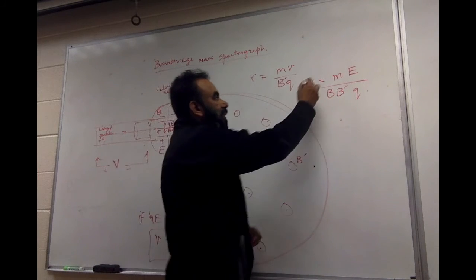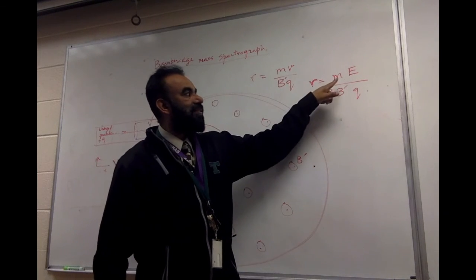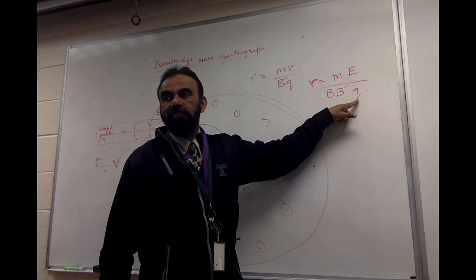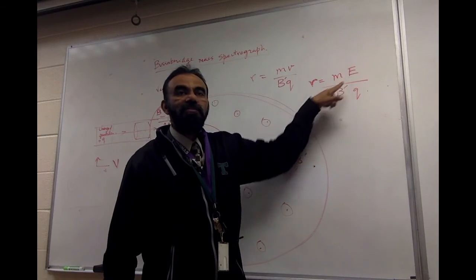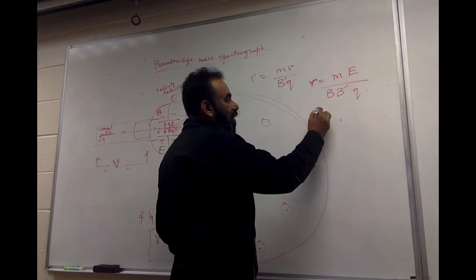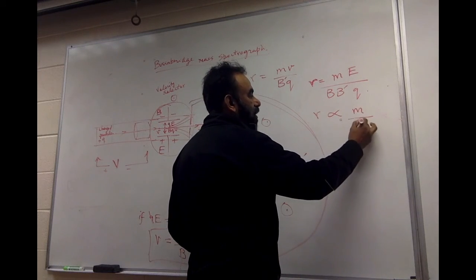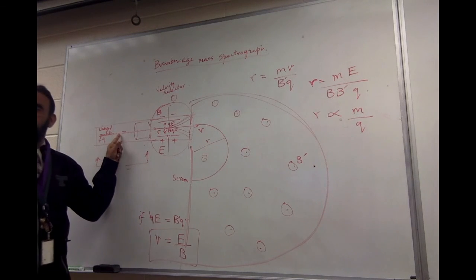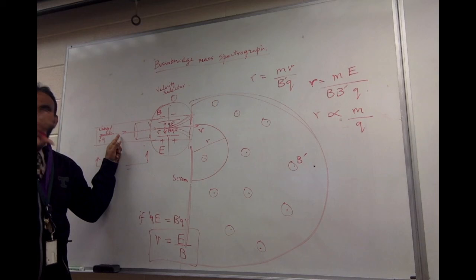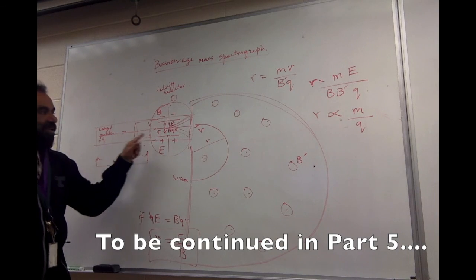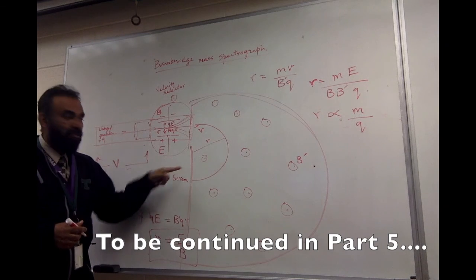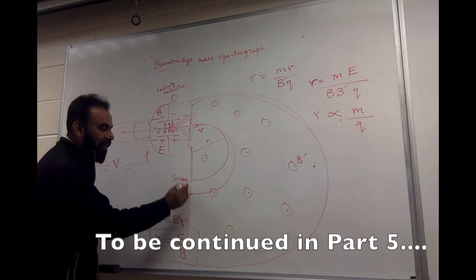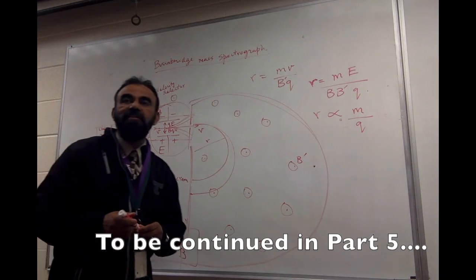Now look at this equation. Radius is proportional to mass and is inversely proportional to the charge. All of these are constants. So R is proportional to the mass to charge ratio. That means, I'm just asking one more question here. If I send a chlorine 35 and a chlorine 37, which one is going to hit here? One of them is going to hit here and the other is going to hit there. The heavier one is going to hit here, the lighter one is going to hit there. So you can compare the radius and then do measurements.